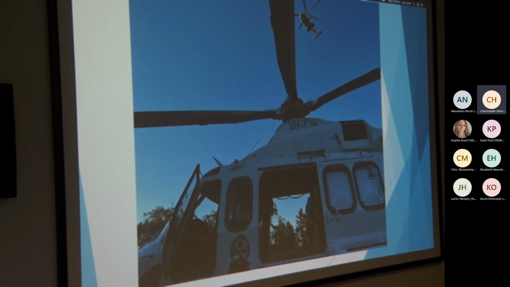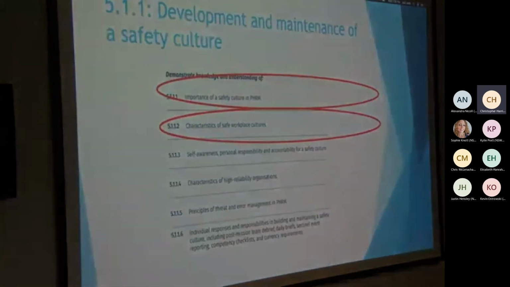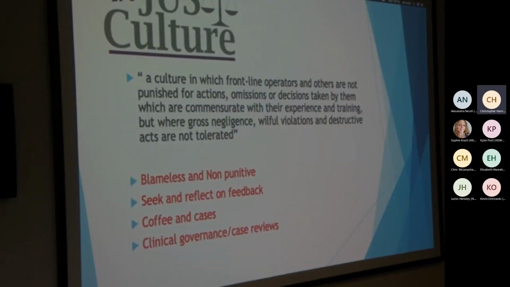Helicopter picture just as a little break. And then this was touched on by our colleagues in the US earlier. So just the whole maintenance of your safety culture and your just culture. So just culture is a phrase which we've heard, which is important, I think, and it's good to know.